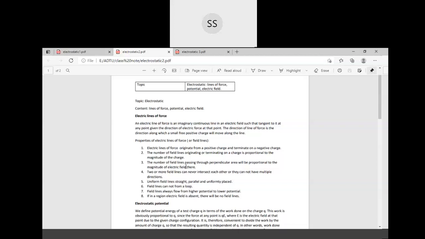Uniform field lines are straight, parallel and uniformly placed. So if we say that the electric field is uniform in an area, that means the field lines will be straight.